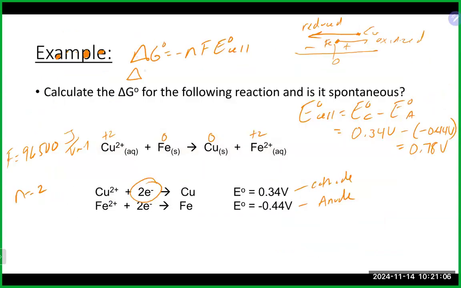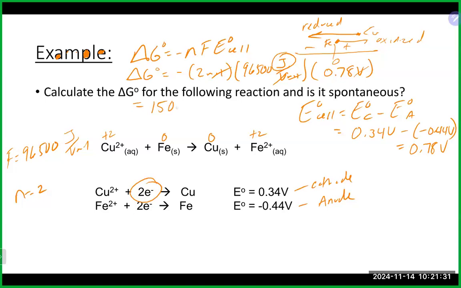So if we pop it in here, our delta G naught will equal minus 2 moles, our Faraday's constant, 96,500 joules per volt per mole, and our E of the cell, which is 0.78 volts. Volts will cancel, moles will cancel, leaving us joules. Times 2, about 150,540 joules, which is negative. And if we want delta G, which is typically in kilojoules, roughly 150 kilojoules, we divide by 1,000.